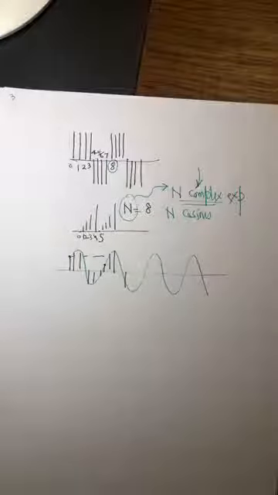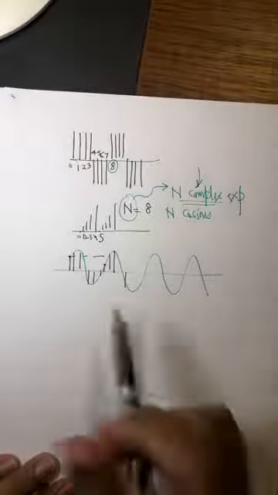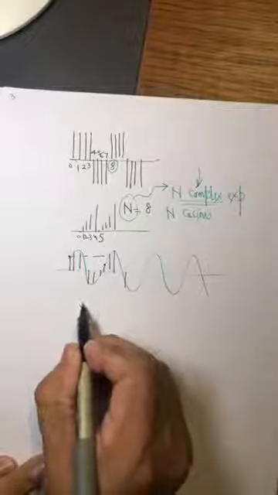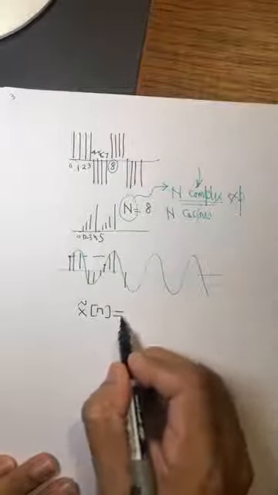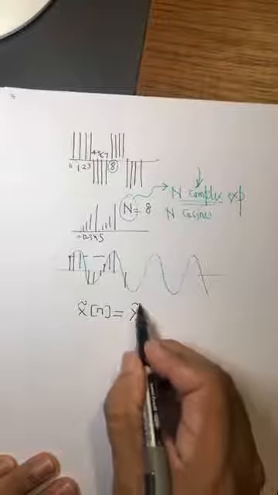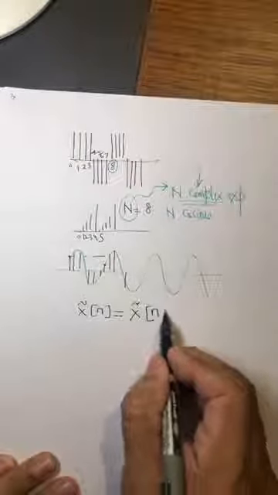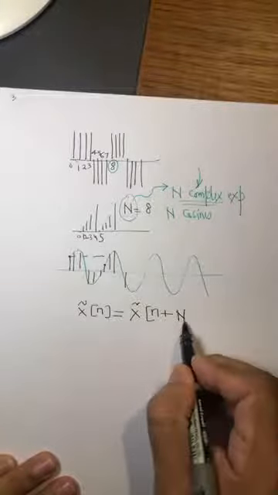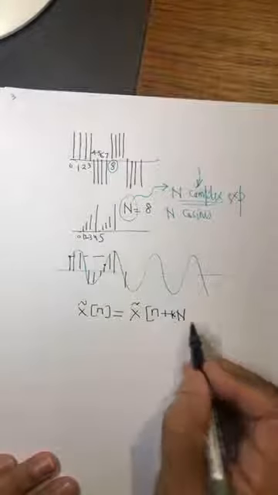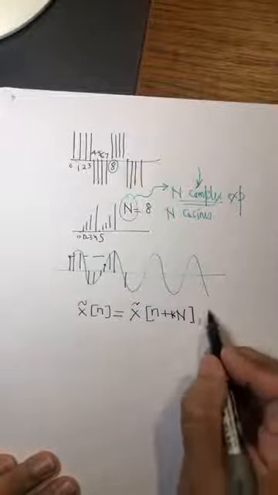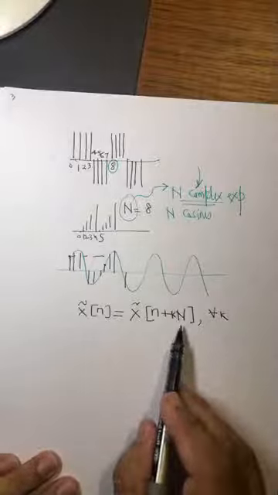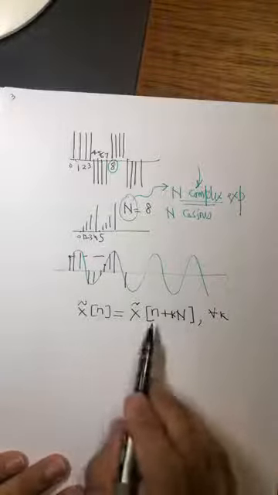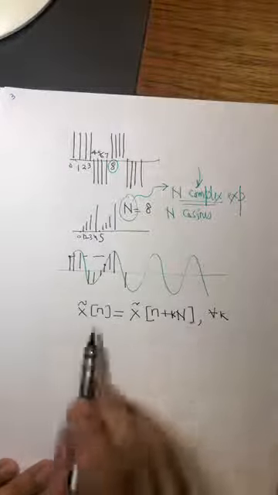So what does it mean? It means that if I have a periodic signal, it is written as x tilde of n. This is the notation which the book uses to show that it's a periodic signal: x tilde of n plus kN equals x tilde of n, for all values of k. So this is a periodic signal which repeats itself at every kN.